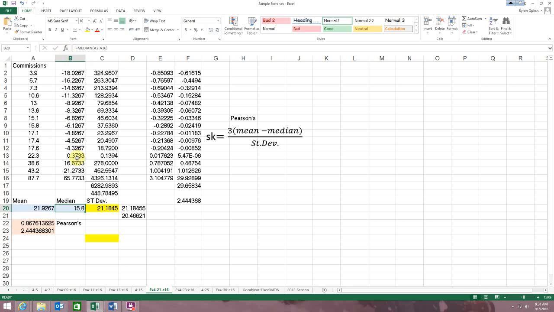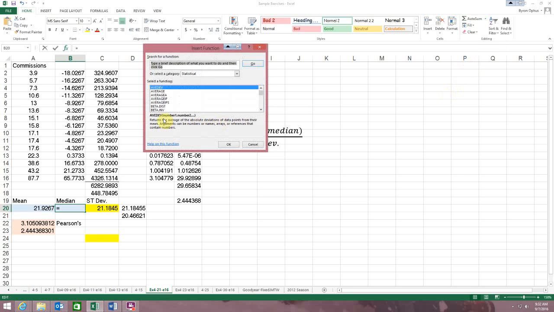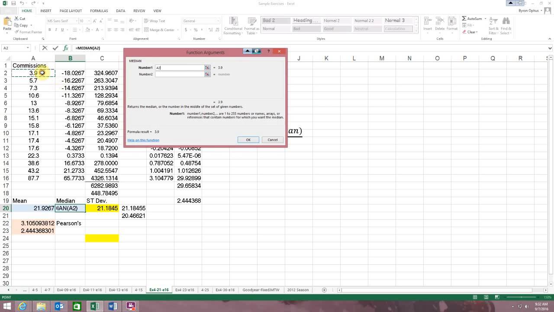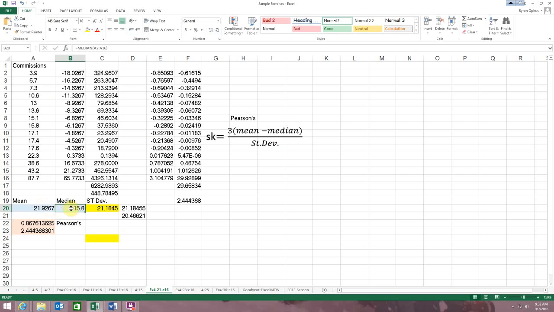Let's do the median then and get that done. And median, we have to go this route. I don't think it's over here. Let's take a look. Max, min, more functions I can hit, and that'll take me to the same thing as hitting this little FX there. Statistical in order, median, okay, highlight these numbers, and I get a 15.8 as my median, which is that one right there, half of them below and half of them above.